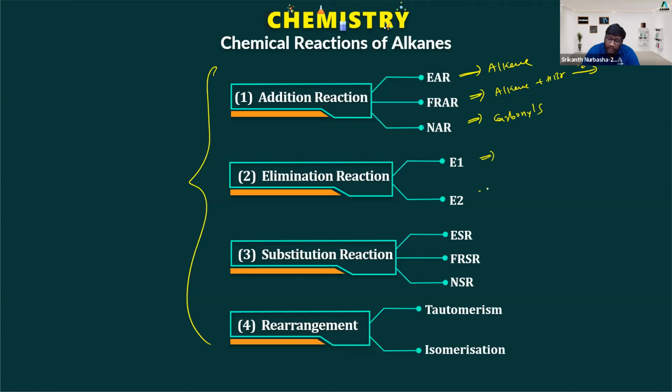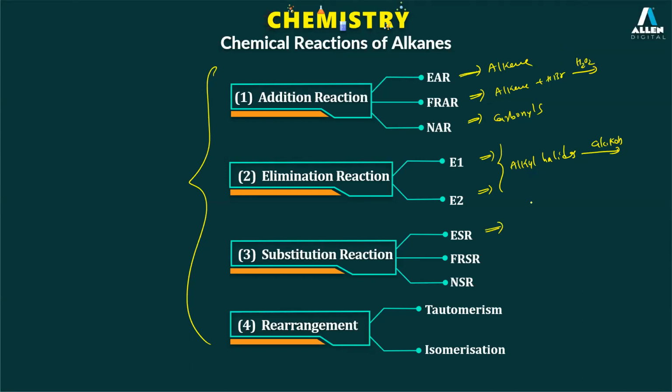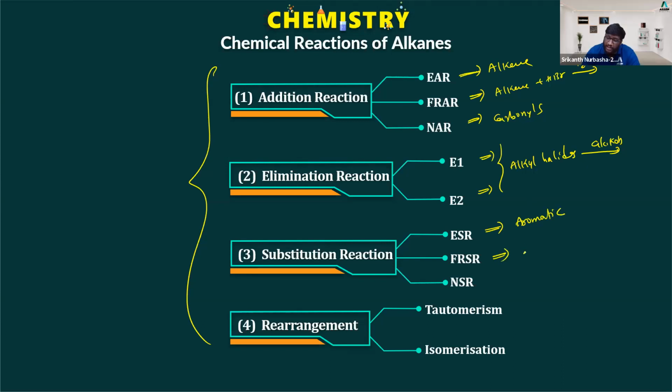E1 and E2: alkyl halides treated with alcoholic OH. General example we are writing. Alkyl halides treated with alcoholic OH, E1 and E2. Electrophilic substitution reactions are given by aromatic compounds. Free radical substitution reactions: alkanes. Nucleophilic substitution reactions: SN1, SN2, SNi.